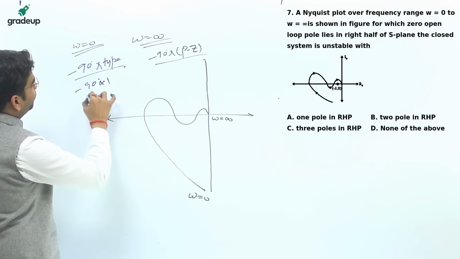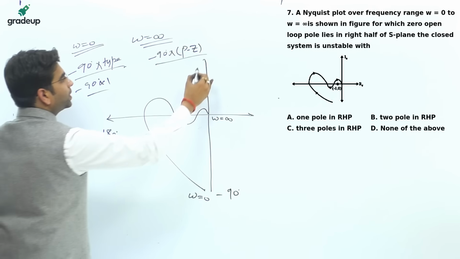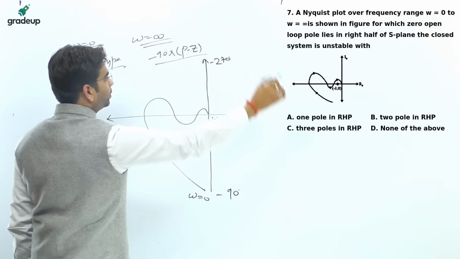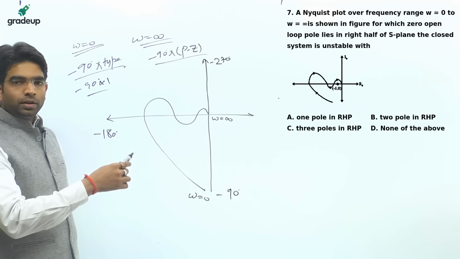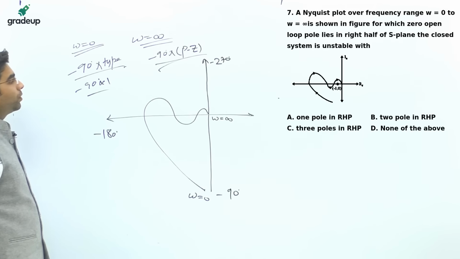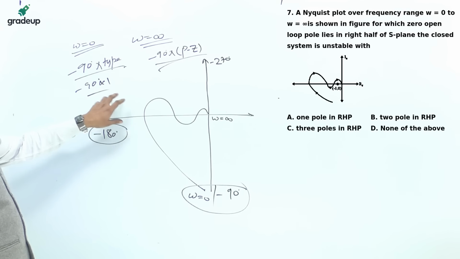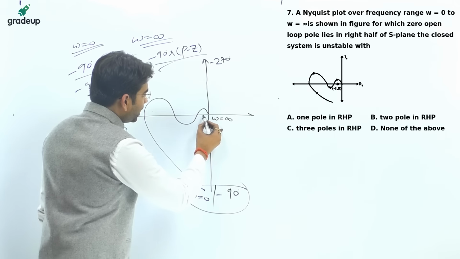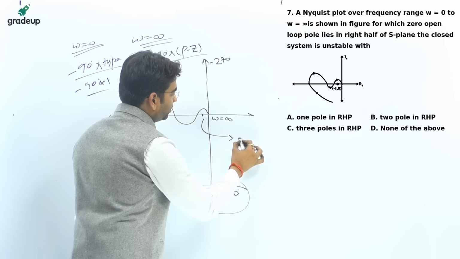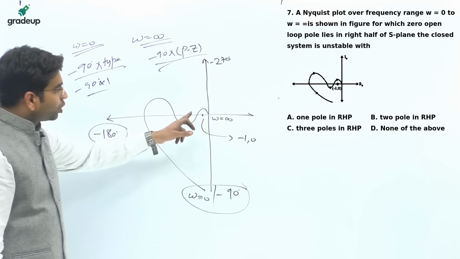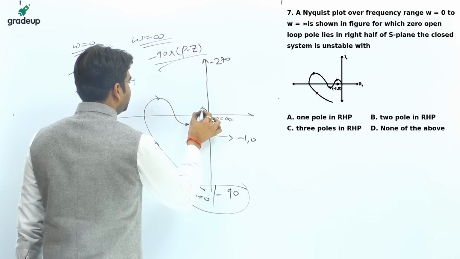Why is the type 1? Minus 90 degrees into type 1 is minus 90 degrees, then minus 180 degrees, then minus 270 degrees, so it is going in the anti-clockwise direction. So what you found is that the type of the system is 1. At this point it is given, I will write here, minus 1 comma 0. Minus 1 comma 0 is in this half semicircle.